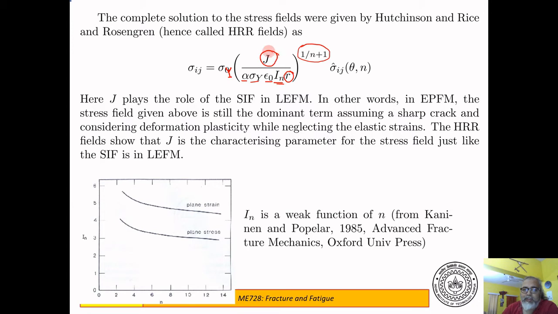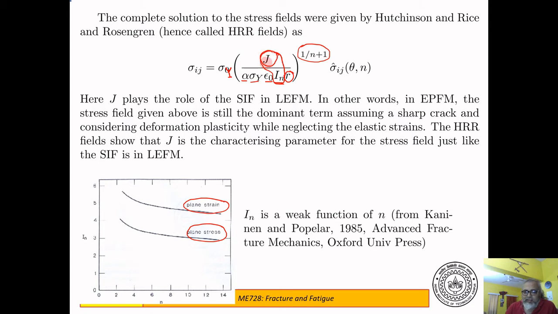So the amplitude is J by In actually, whereas In is given through this graph. So as n increases, In actually decreases. For plane strain, this is the variation. For plane stress, this is the variation. But what you see is it's a weak function of n. So it has more or less a constant value. So In is not going to cause a huge change in the stresses.